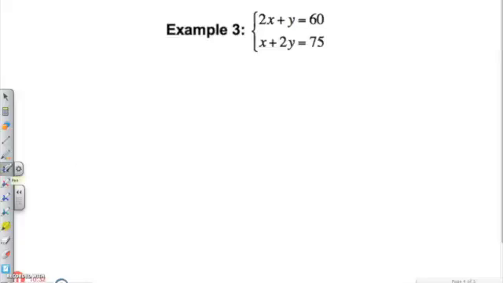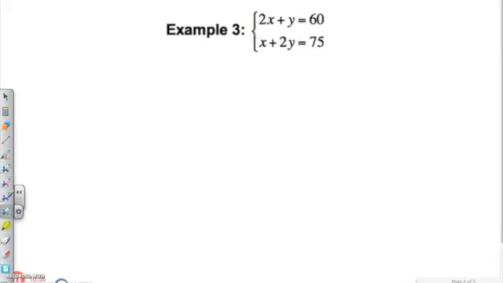Alright, so we have 2x plus y equals 60 and x plus 2y equals 75. Now if you notice this time in our x's, we have a 2x and an x, and then in our y's a y and a 2y. Neither of those have the same numbers in front yet. But we can multiply one of these to give us the same number just like we did before.